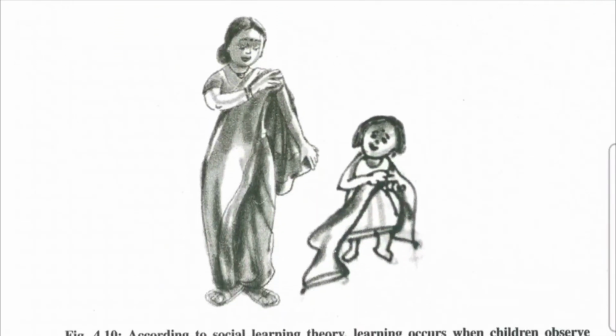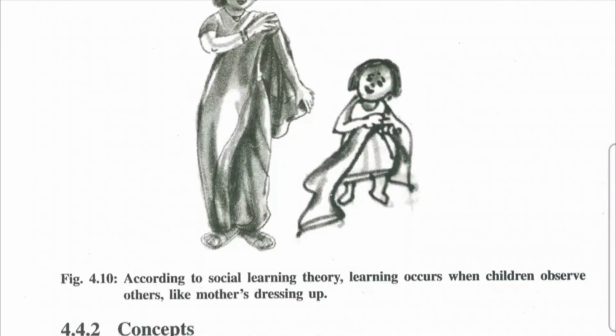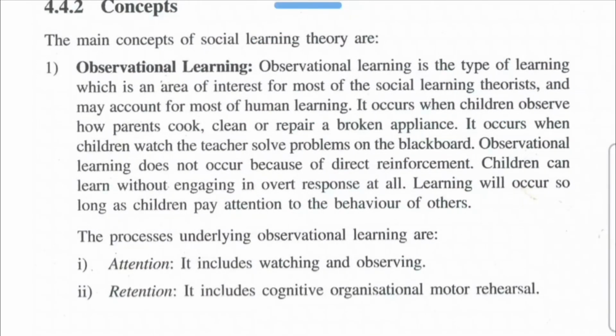See Figure 4.10. According to social learning theory, learning occurs when children observe others, like mothers dressing up. 4.2 Concepts. The main concepts of social learning theory are: 1. Observational learning. Observational learning is the type of learning that is an area of interest for most social learning theorists and may account for most human learning.